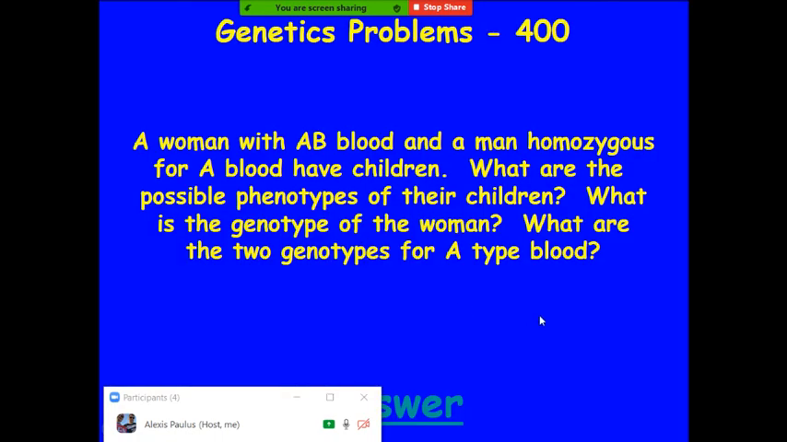Okay, a woman with AB blood and a man homozygous for A blood have children. What are the possible phenotypes of their children? What is the genotype of the woman? And what are the two genotypes for A type blood?